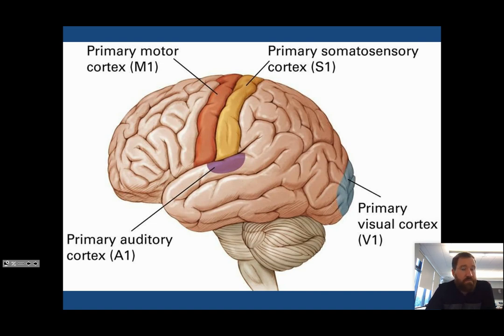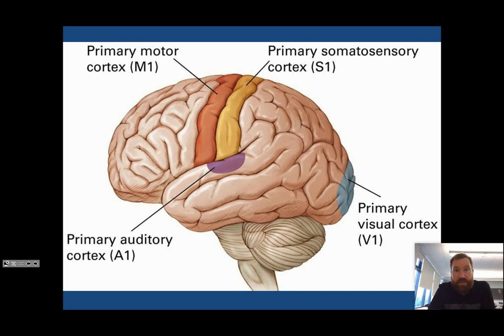Temporal lobes, next to the ears, also process auditory information. Our primary auditory cortex is in the temporal lobe. Now, a couple of things to talk about with the motor cortex and somatosensory cortex. The primary jobs of the frontal lobe are things like decision making, planning, judgment, etc. So it makes sense that our primary motor cortex is located in the frontal lobe.